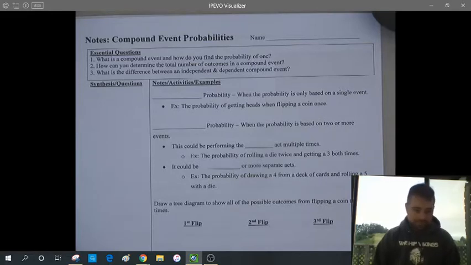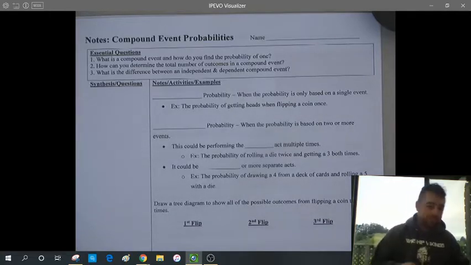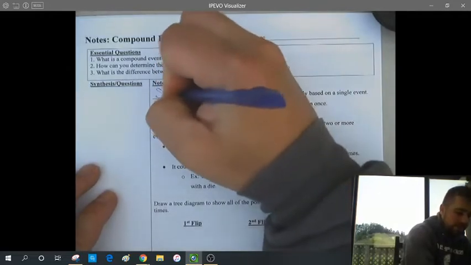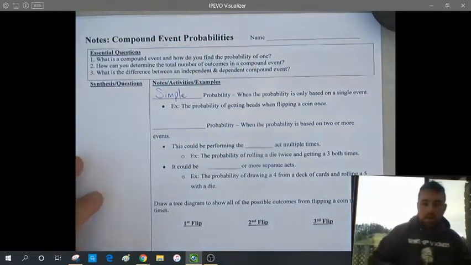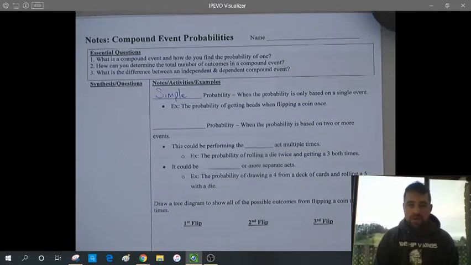So starting off, we have blank probability when the probability is only based on a single event. And this is the type that we've been working with so far this week and in the other set of notes, and that would be simple probability. So when there's only one event, such as in the example here, the probability of getting heads when flipping a coin once. So if you only flip the coin once, and we're talking about just finding the probability of that event happening, that's one single event, and so that's simple probability.